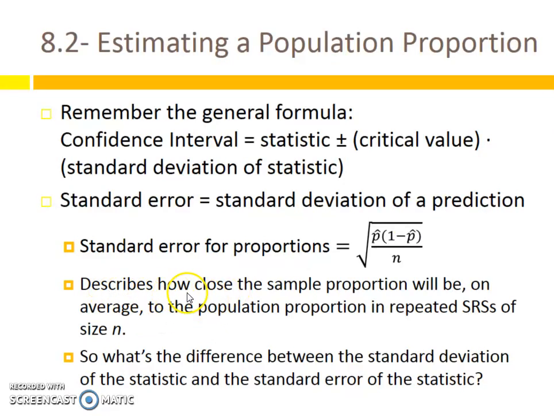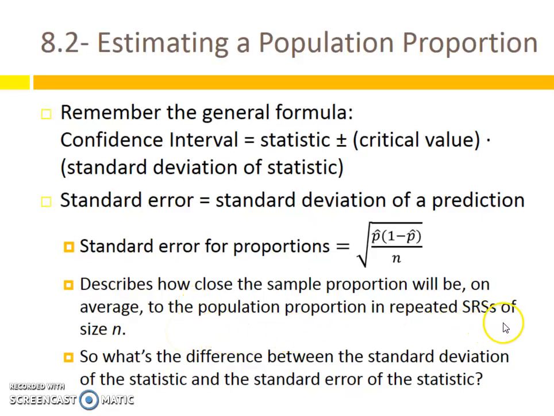Okay, so the standard error describes how close the sample proportion will be on average to the population proportion in repeated simple random samples of size n. So if you're like, what's the definition of the standard error? Here it is right here. It describes how close the sample proportion will be on average.